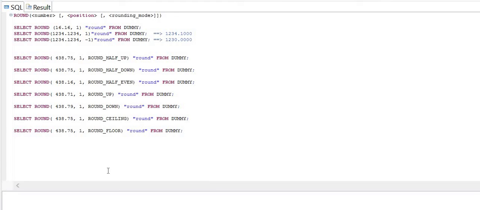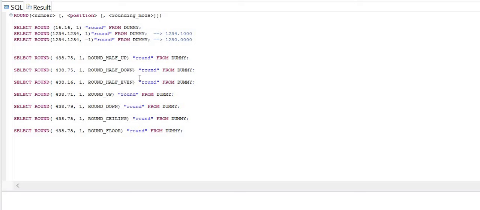In this tutorial, I will be telling you about the ROUND SQL function. Here I will also cover the different modes of the round function, like round half up, round half down, round half even, and so on. I will show a different example for each of the modes and execute them here in the system.